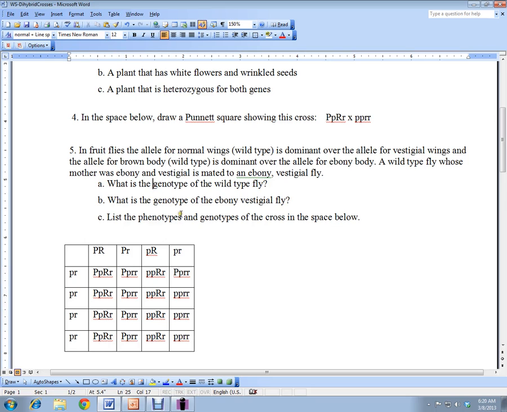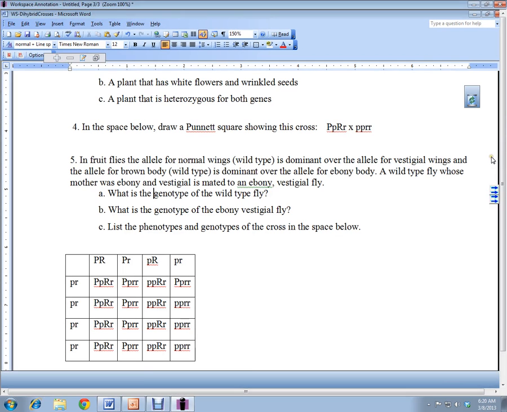Number 5 was a bit confusing, yes? Hopefully I talked to most of you in class about this one. We have a fruit fly with normal wings, and this is considered the wild type, meaning this is what you're going to find in the wild most often. Whenever you hear wild type, that just means that it's showing the dominant traits, because that's what you would find in the wild. So normal wings are dominant over vestigial wings, and brown bodies are dominant over ebony bodies.